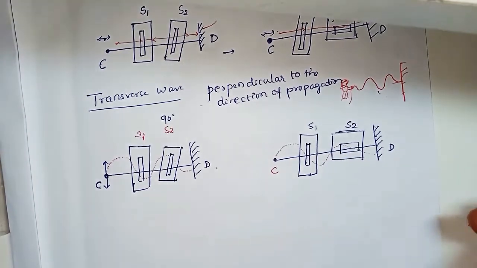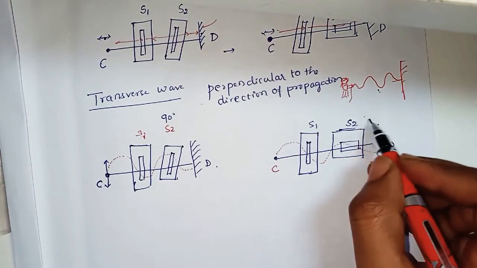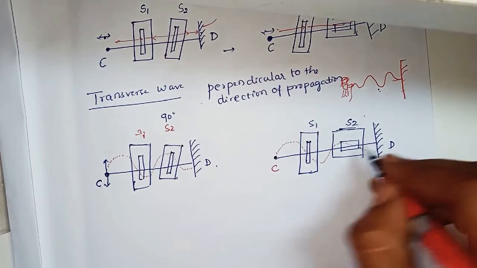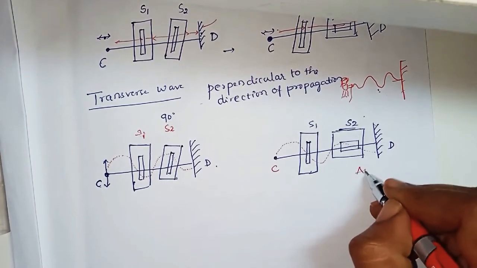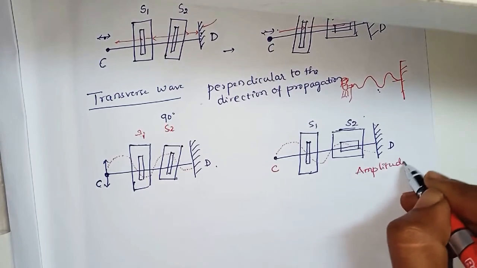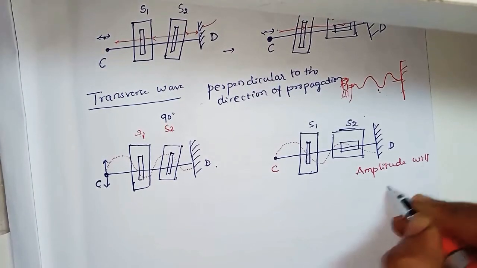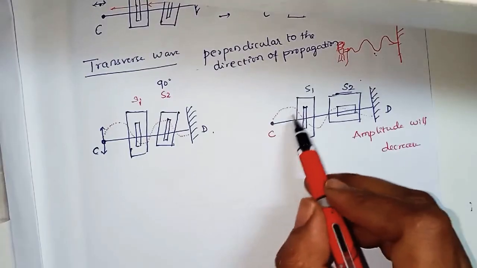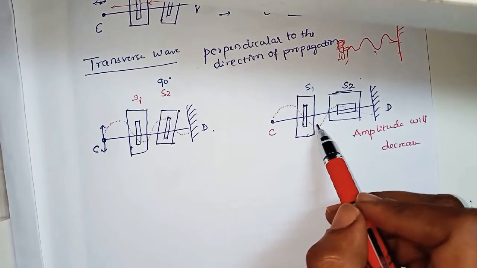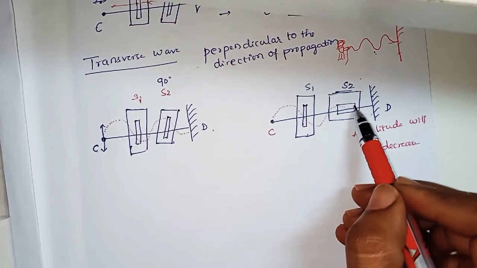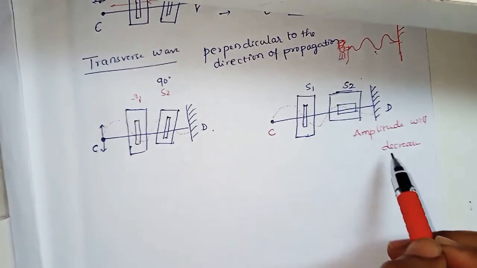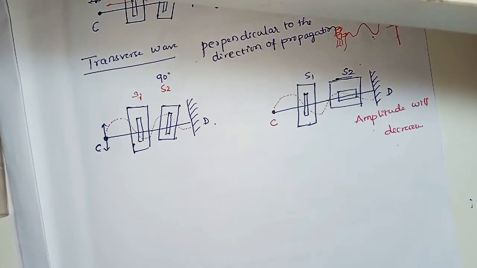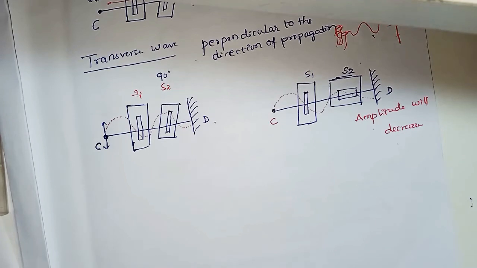Yes, it passes through slit S2, but the amplitude of the wave will decrease. Surely the transverse wave will pass from S1 to S2. While moving to S2, the amplitude of the wave will decrease. Then one more illustration we will do.